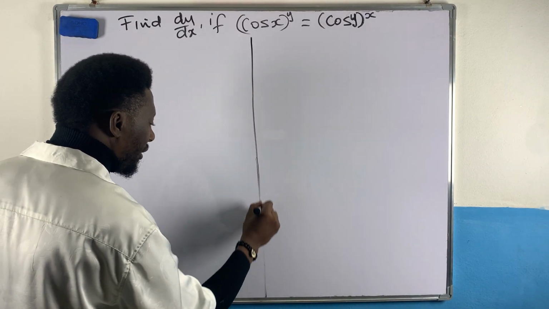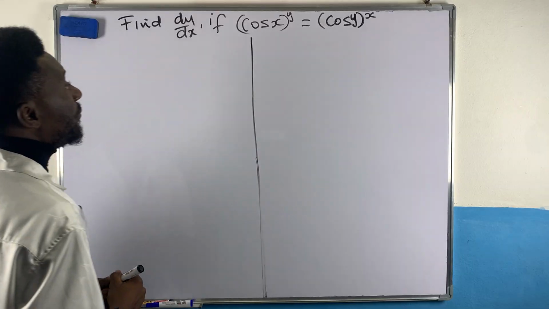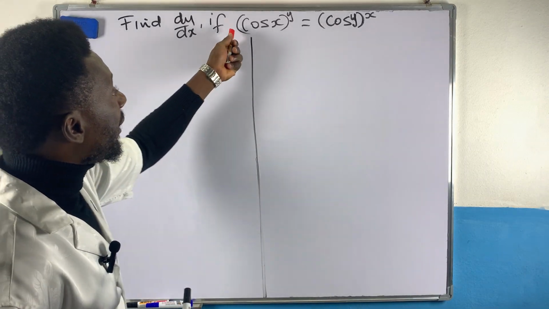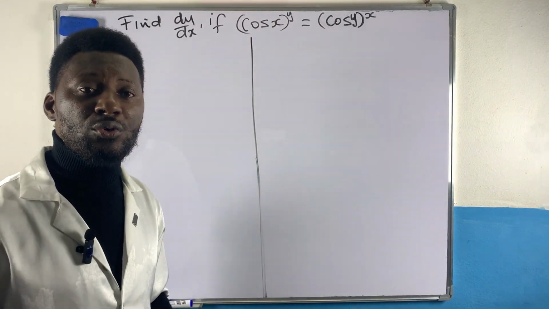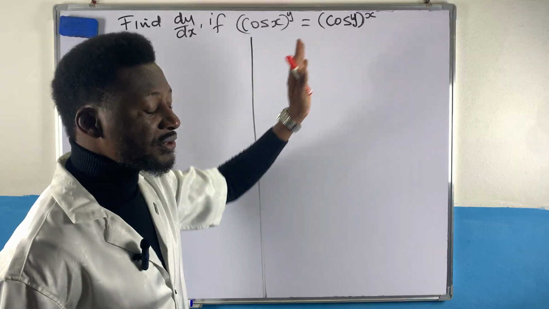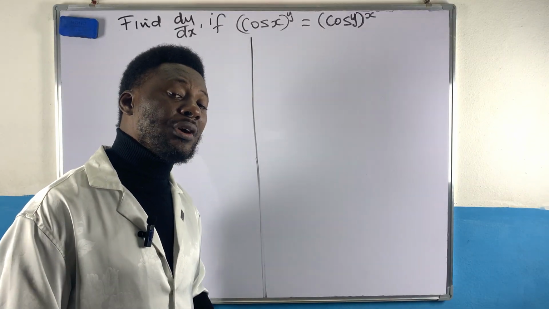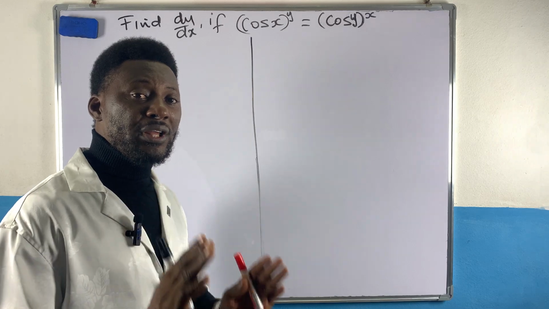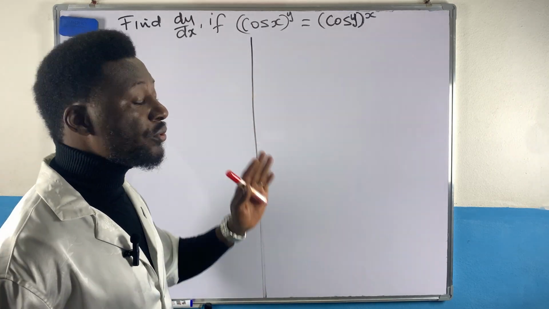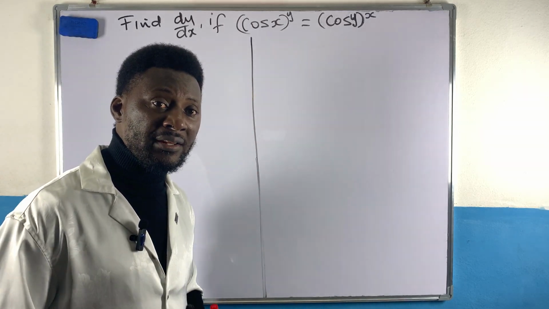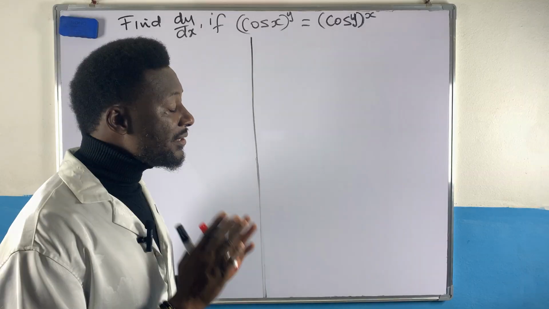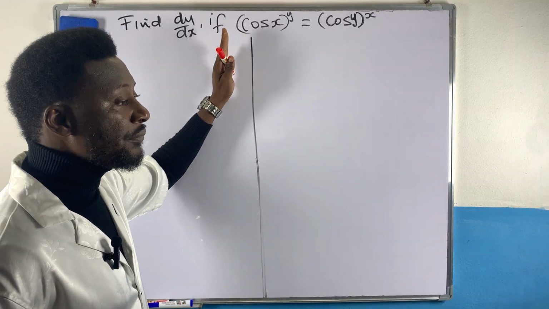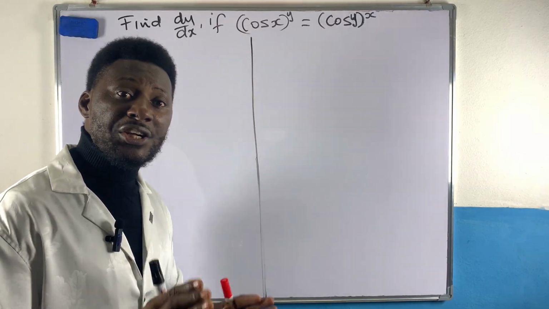So the first thing we do will be to take logarithm on both sides. The question is, what type of logarithm are we going to take? We can either take natural logarithm or logarithm to base 10. If you take logarithm to base 10, it's going to lead to a very complicated solution. So the easier solution is to take logarithm to base e, that's the natural logarithm.